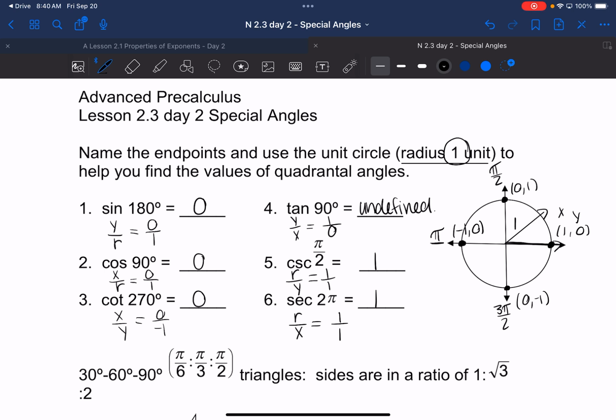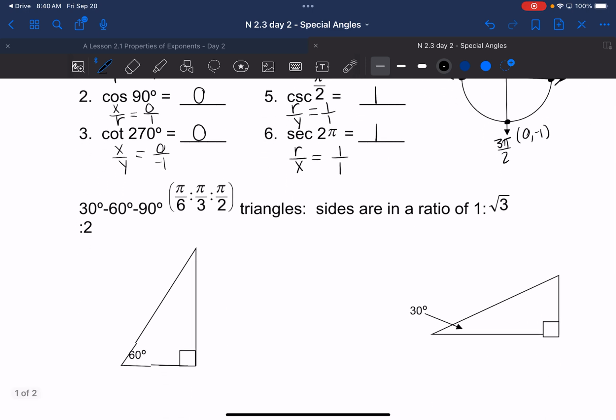Okay. All right, so these are not too bad because it's just either a coordinate point (1, 0) or (0, 1), and your signs change depending on where you're at, right? Okay, so now let's take a look at those special right triangles.